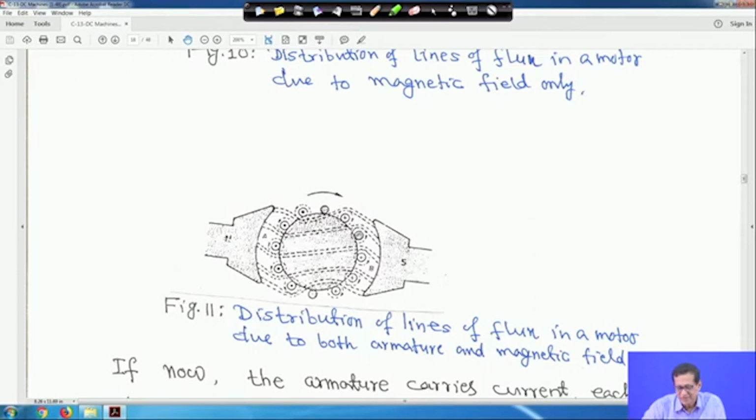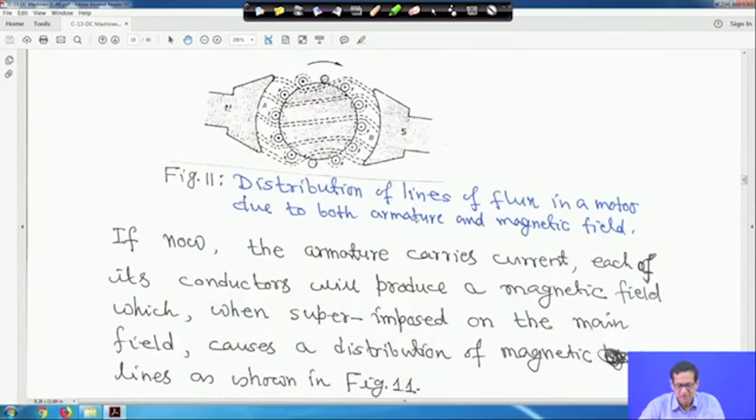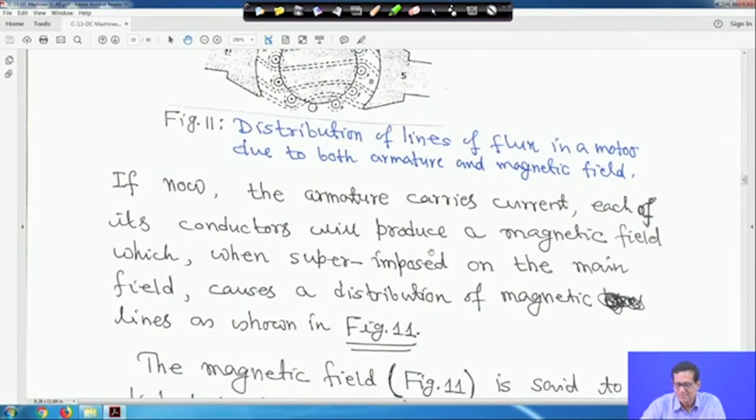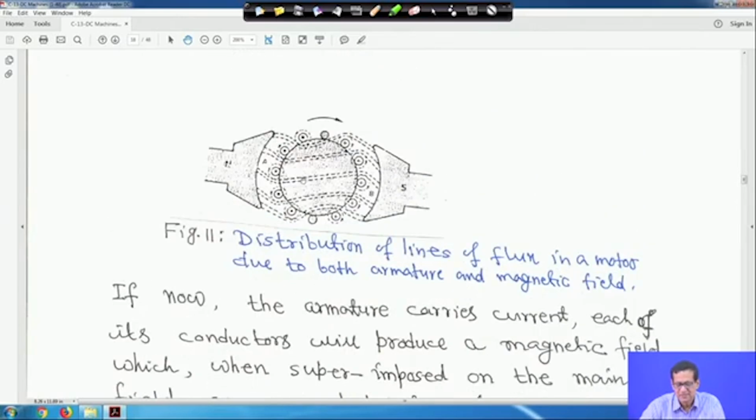So, the force will be acting downward on this side, and the lower portion will be additive, so the force will act upwards. So, everywhere on this side it is downward, and everywhere on the other it is upward. From intuition you can say that it will start rotating in the clockwise direction. This is the same philosophy, that is why I showed the diagram previously. This diagram I have taken from a book. Now, if the armature carries current, each of the conductors will produce a magnetic field which, when superimposed on the main field, causes a distribution of magnetic lines of flux as shown in figure 11.